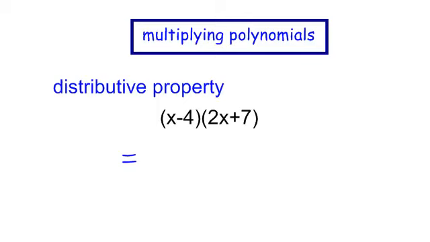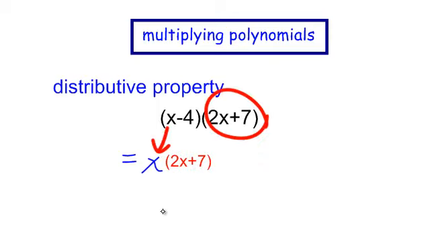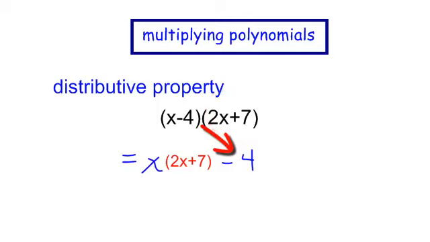parentheses. So I would need to take the x, and I would need to multiply it by the second parentheses, 2x plus 7. I would need to take the negative 4, and I would need to multiply it times the second parentheses. If I had another number, I'd have to take it out and multiply it by, you've got it, the second parentheses. Let's get to work.